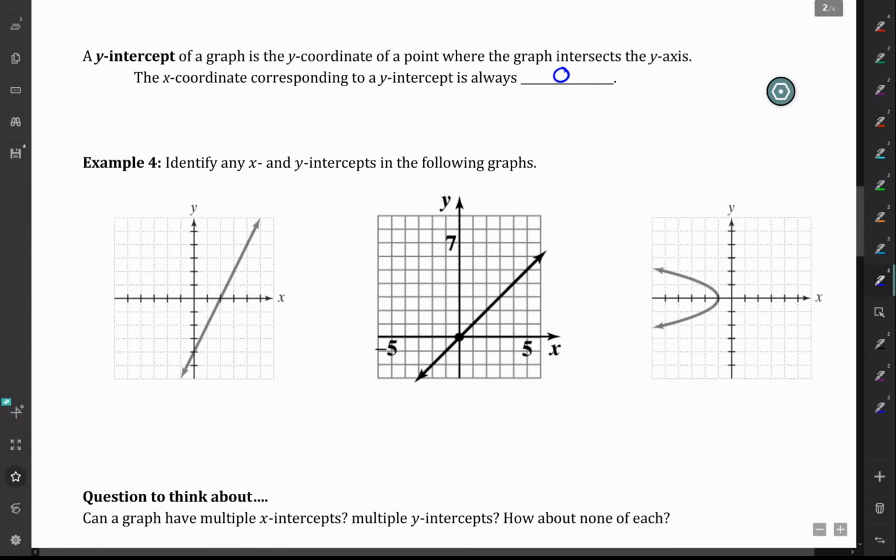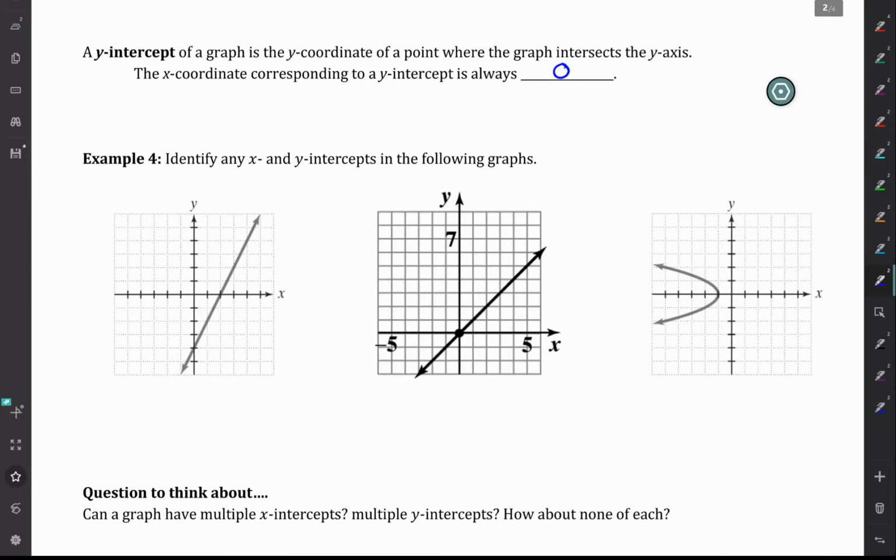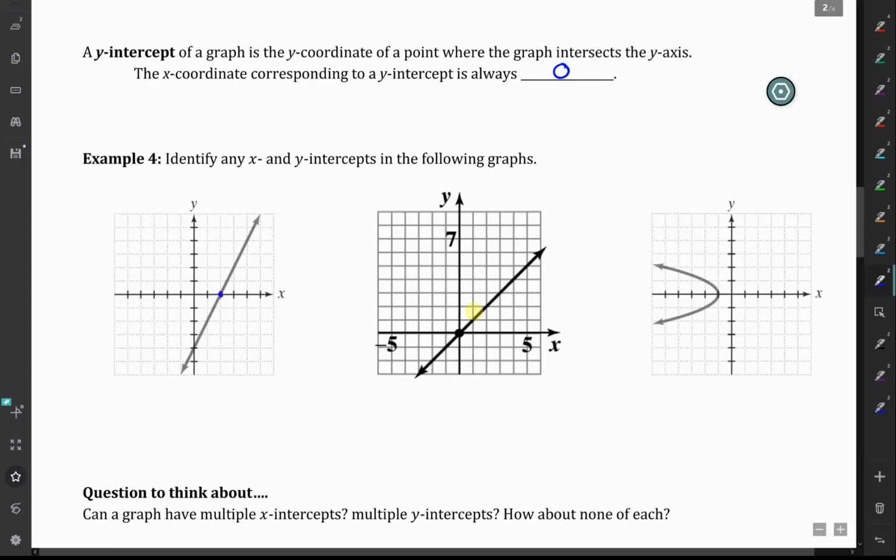Okay, so in example 4, it says for us to identify any x and y-intercepts of the following graphs. Since an x-intercept is where the graph intercepts the x-axis, this is going to be our x-intercept. It's 2, 0. And the y-intercept here is going to be where it intercepts the y-axis, and that's going to be 0, -4. So the x-coordinate is 0, the y-coordinate is -4, and that's our y-intercept.